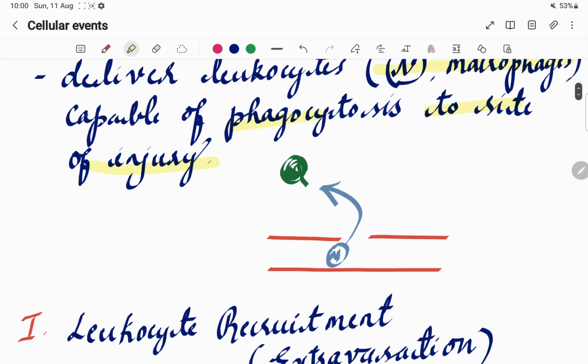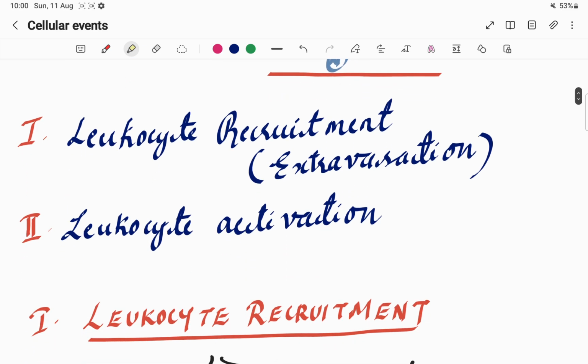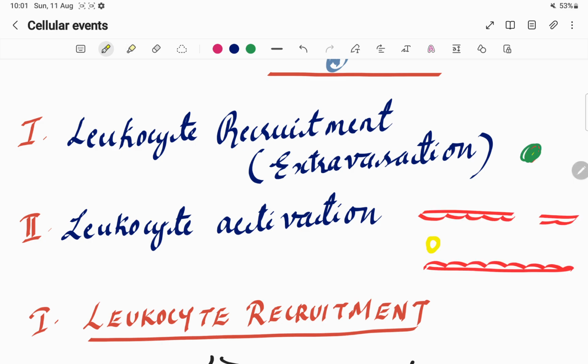So ഈ cellular eventsന് mainly 2 types ആണുള്ളത്: leukocyte recruitment or extravasation, then leukocyte activation. So ഈ 2 വേസും വഴിയാണ് the cellular events is occurring. So ഇതിൻ്റെ മെയിൻ ഒരു പിക്ചർ എന്താണെന്ന് വെച്ചാൽ, these are the neutrophils or the macrophages that are capable of the phagocytosis. So first നമുക്കിതിനെ നമ്മുടെ മാർജിനിൽ കൊണ്ടുവരണം, endothelial cellsൻ്റെ അടുത്ത് കൊണ്ടുവരണം.